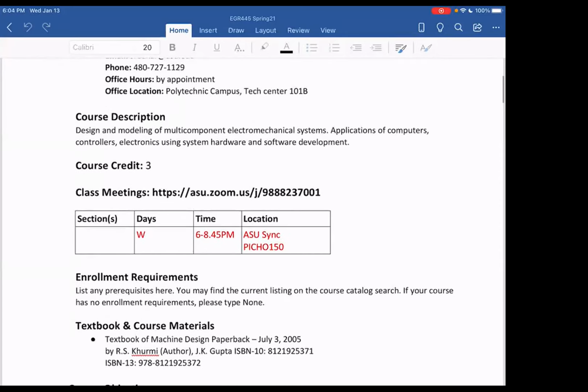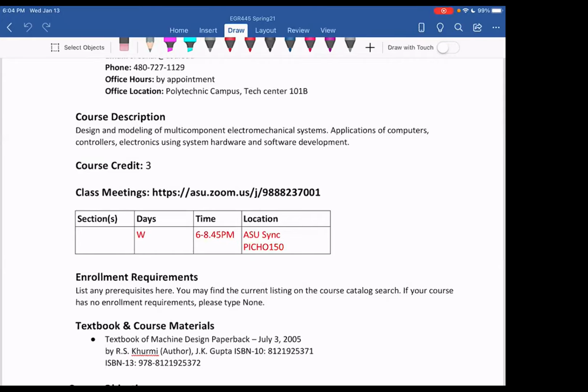I just want to let you know that this course is dependent on EGR444, and most of you have done very well in EGR444. We would study similar concepts, but we will apply them in the case of design and development of mechanical systems.